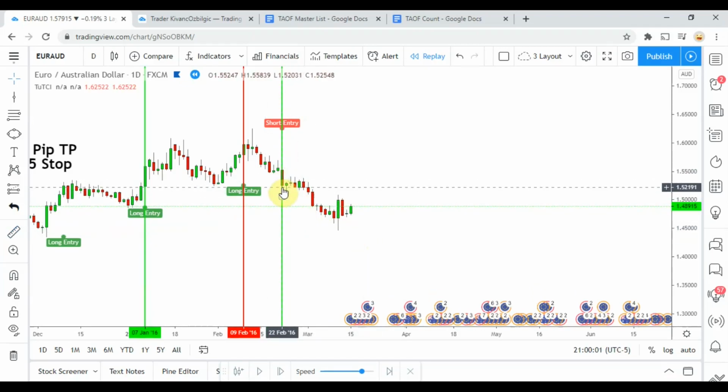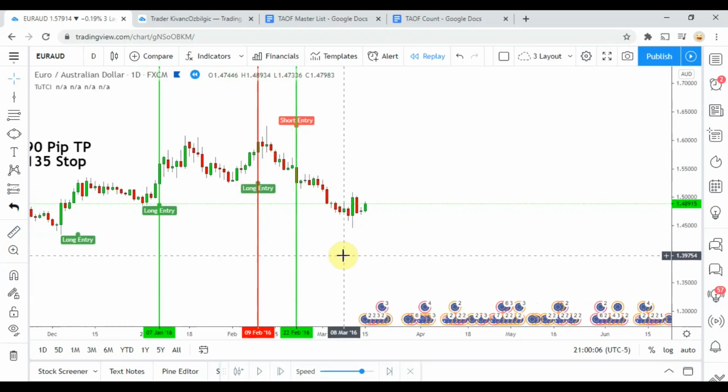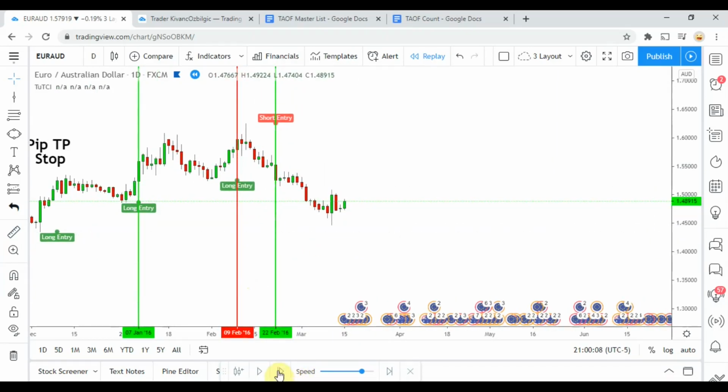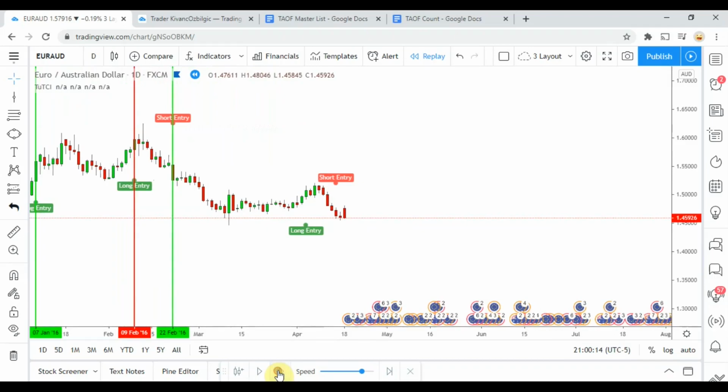Nope, I take that back. It got us to take profit on that little wick right there. It was really close, but it got us there nonetheless. And so that would have been another winning trade. Go ahead and play it out a little bit more here.